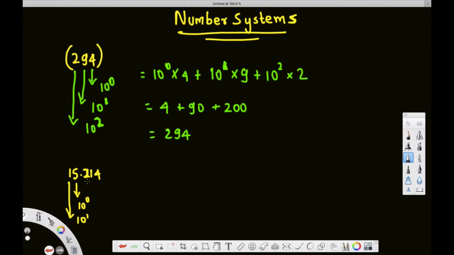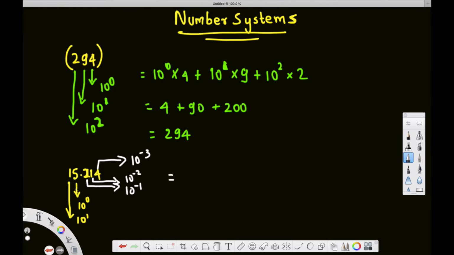Here you can see this 2. We have to go after the 0. The first number is taking the place of 10 power negative 1, and the second one, the 1, is taking the place of 10 power negative 2, and this 4, the third one, is taking the place of 10 power negative 3. Now let's look at the addition.